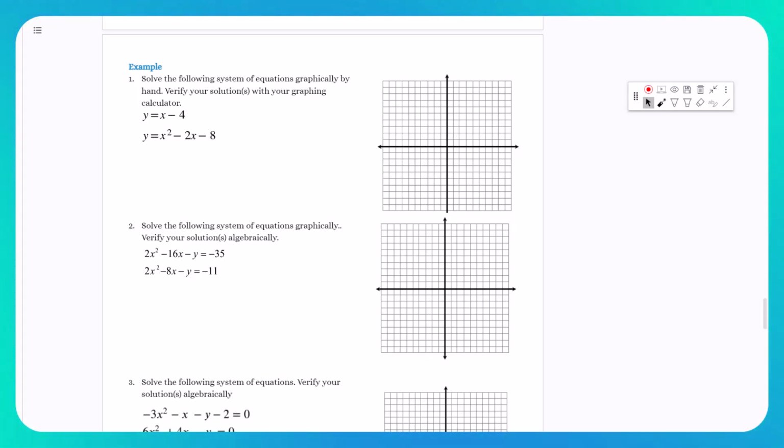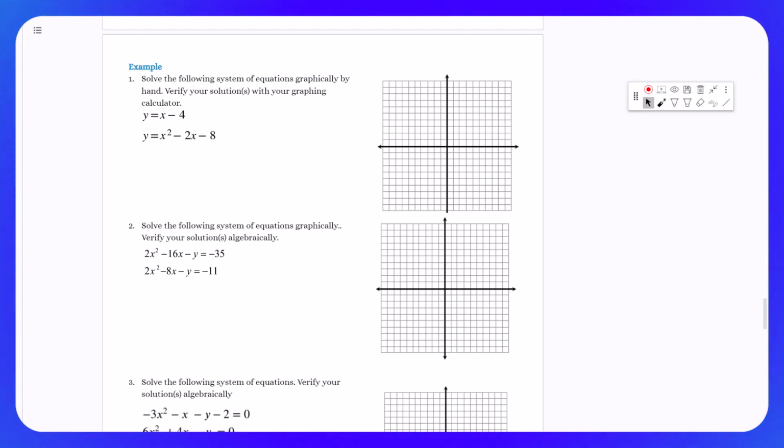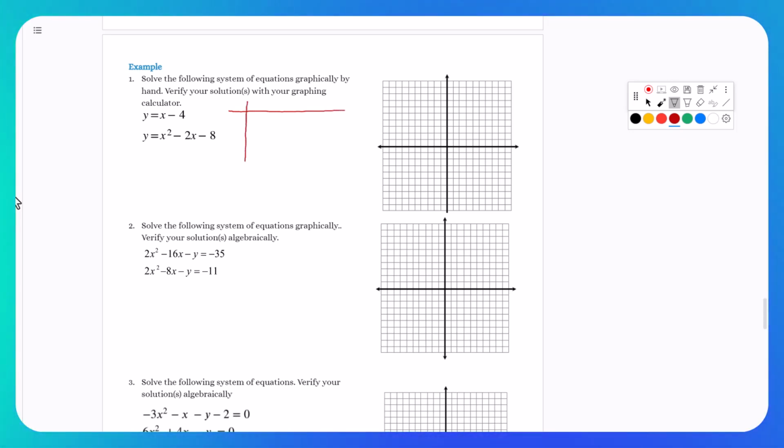Okay, so let's solve the following system of equations graphically by hand, and then we're going to verify the solutions with the calculator. So let's go ahead and set up a quick little table of values. Now, when we set these things up, we want to make sure we have a good variety of values. So I am going to pick the x values here. Let's call this y1 and y2, so we can just put everything on the one table. So y1 there, y2 there.